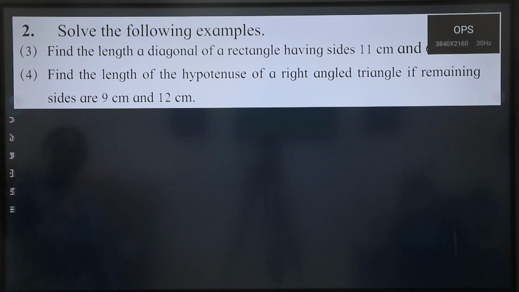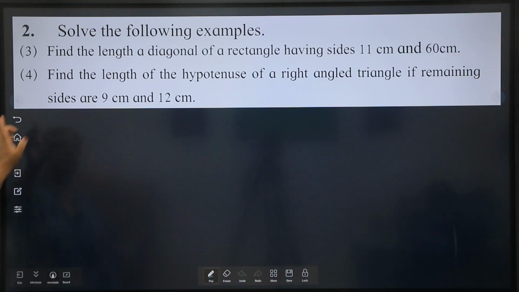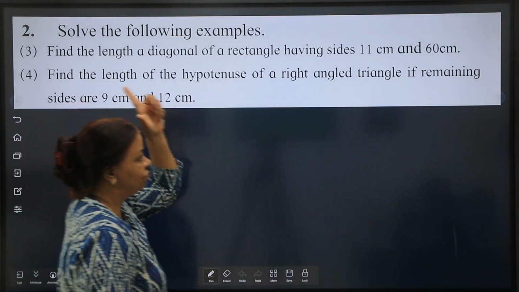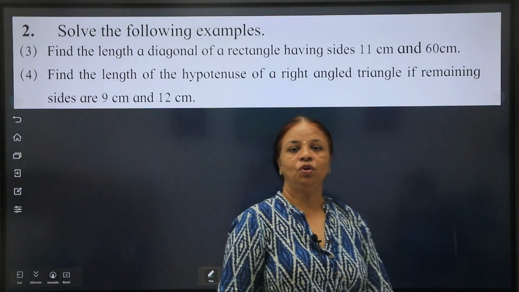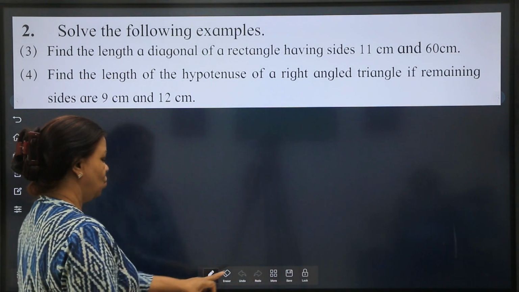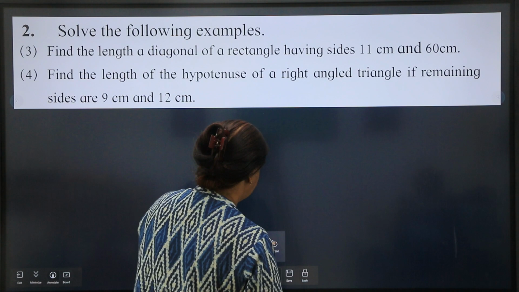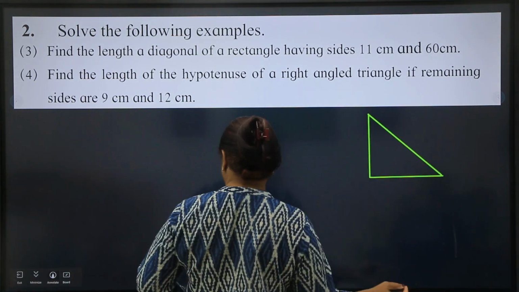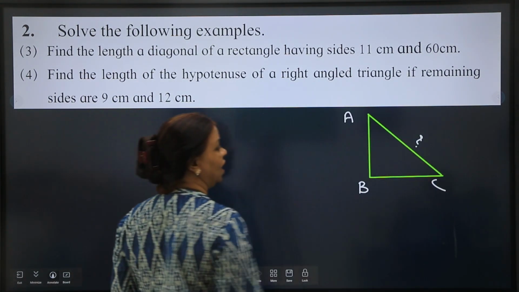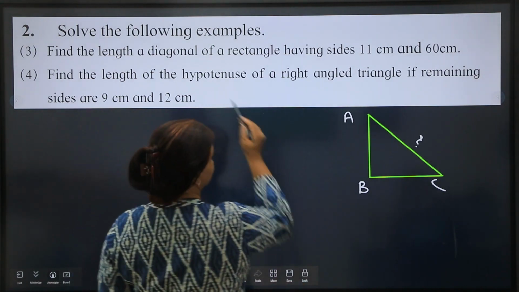The fourth sum says, find the length of the hypotenuse of a right angle triangle. We want to find out the hypotenuse of a right angled triangle. We want to find out the hypotenuse as it is mentioned here.